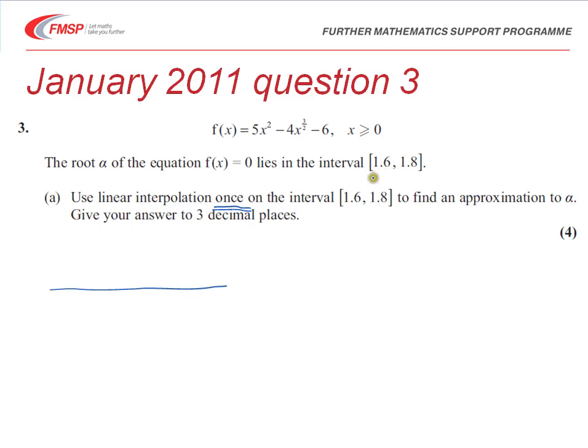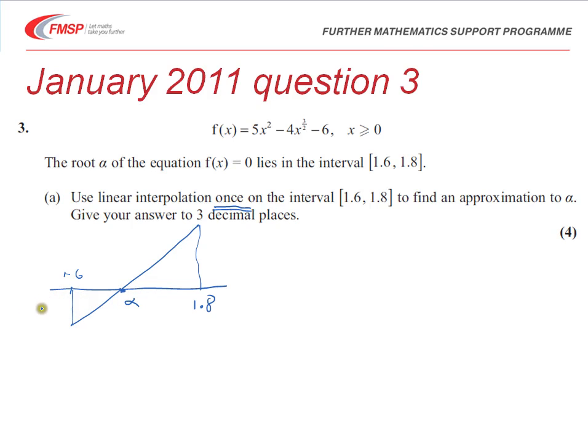We're told that it lies in the interval 1.6 to 1.8. So we'll check exactly what the value of 1.6 is in a moment. In fact, I know it's negative. It doesn't actually matter at the moment because we'll get the same sort of calculation. And we're going up to 1.8. So there's my diagram, and what we're trying to find is this point here. This is my value of alpha that we're asked to find.